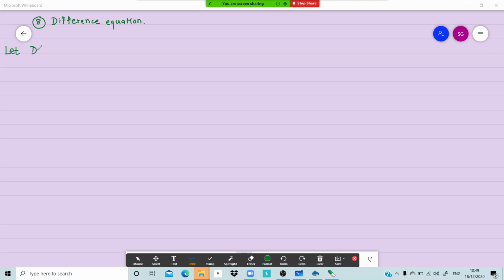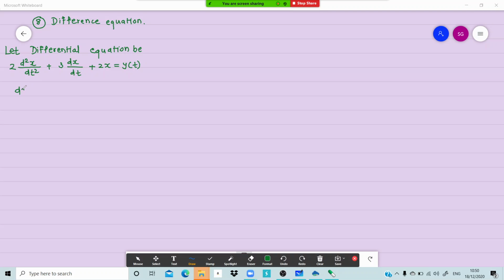So let the differential equation, I'm just taking one example, be 2 d2x by dt square plus 3 dx by dt plus 2x is equal to y of t. Okay. Now I want to write the equivalent difference equation for this.